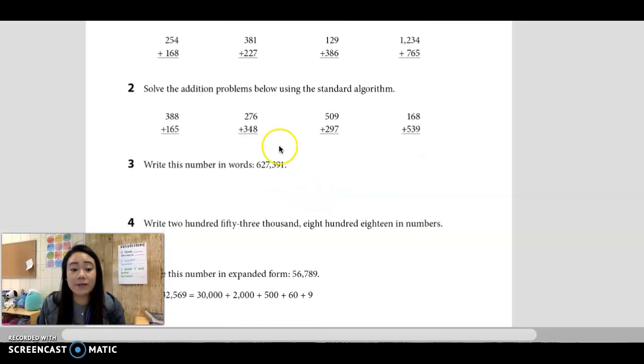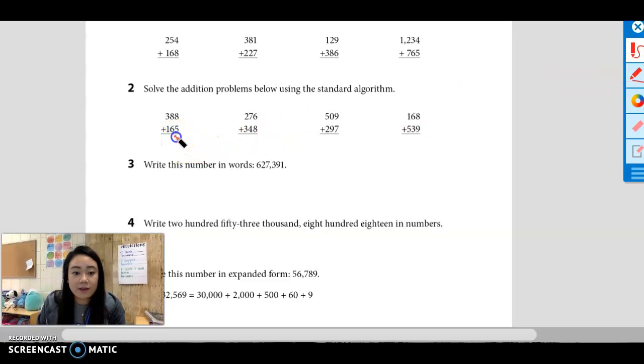So standard algorithm is when you just add it starting from the ones place and you go straight down. So 8 plus 5 is 9, 10, 11, 12, 13. So you would write the 3 here and then carry the 1 up and then add 8 plus 1 plus 6, which is 9 plus 6, which is 15. Put a 5 and carry the 1. And then 1 plus 3 plus 1, which is 5. So that is a standard algorithm, which is kind of like the traditional way, I guess, probably what your parents or adults in your life have learned.